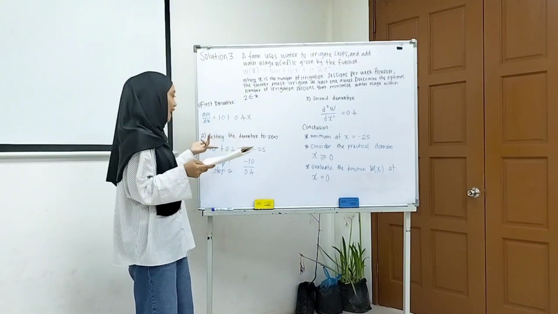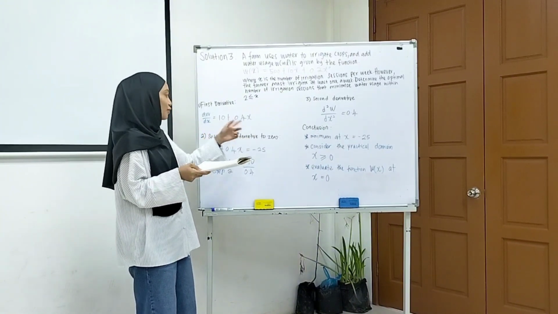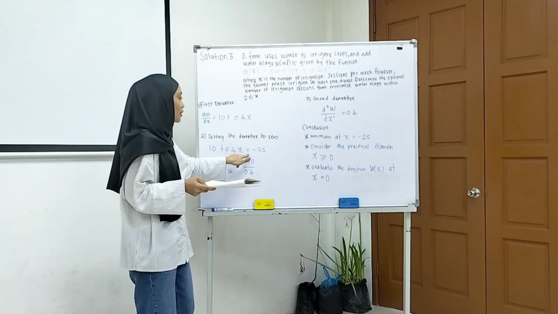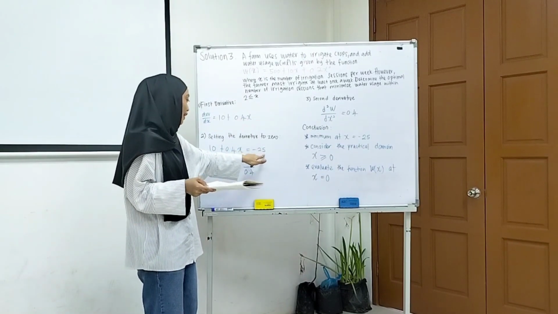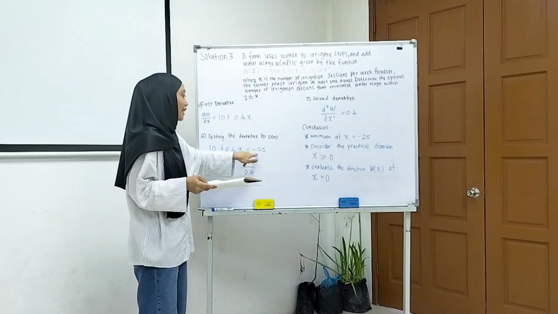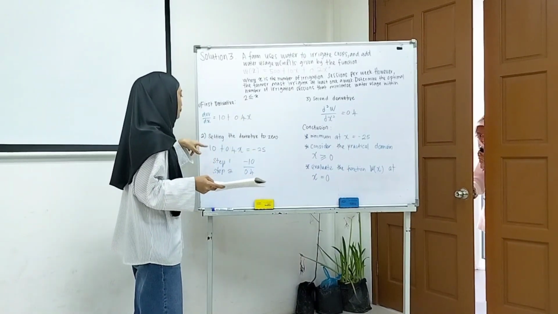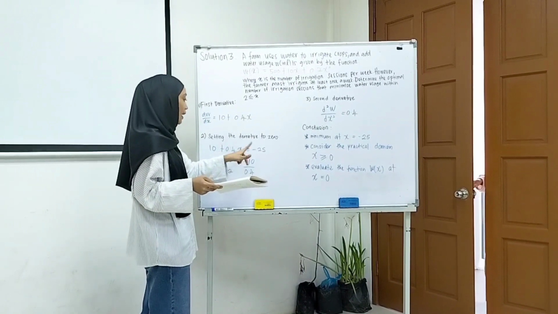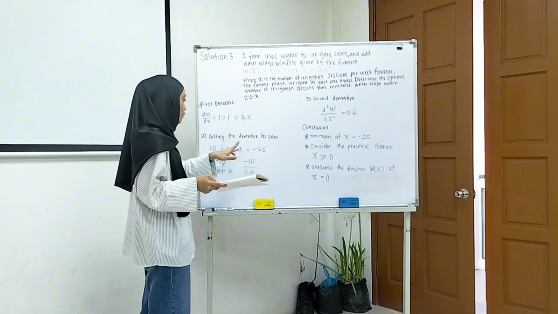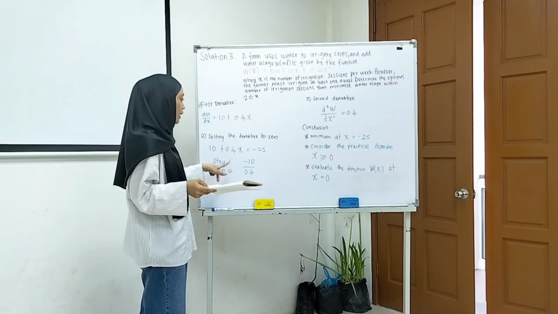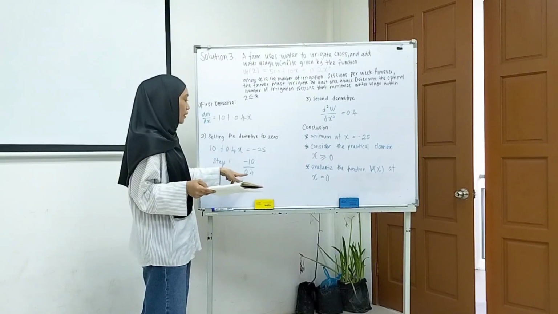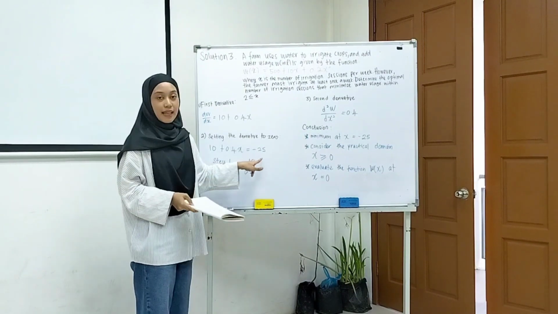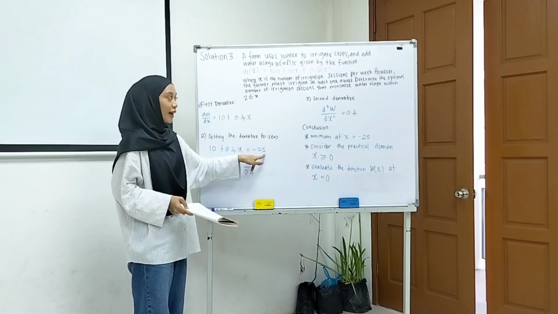Okay, now let's see how to set the first derivative to 0. Given 10 plus 0.4x equals 0, x equals negative 25. How to get negative 25? For step 1, bring 10 to the other side, so it becomes negative 10. For step 2, divide by 0.4, so it becomes negative 10 over 0.4. So that's how you get the answer of negative 25.